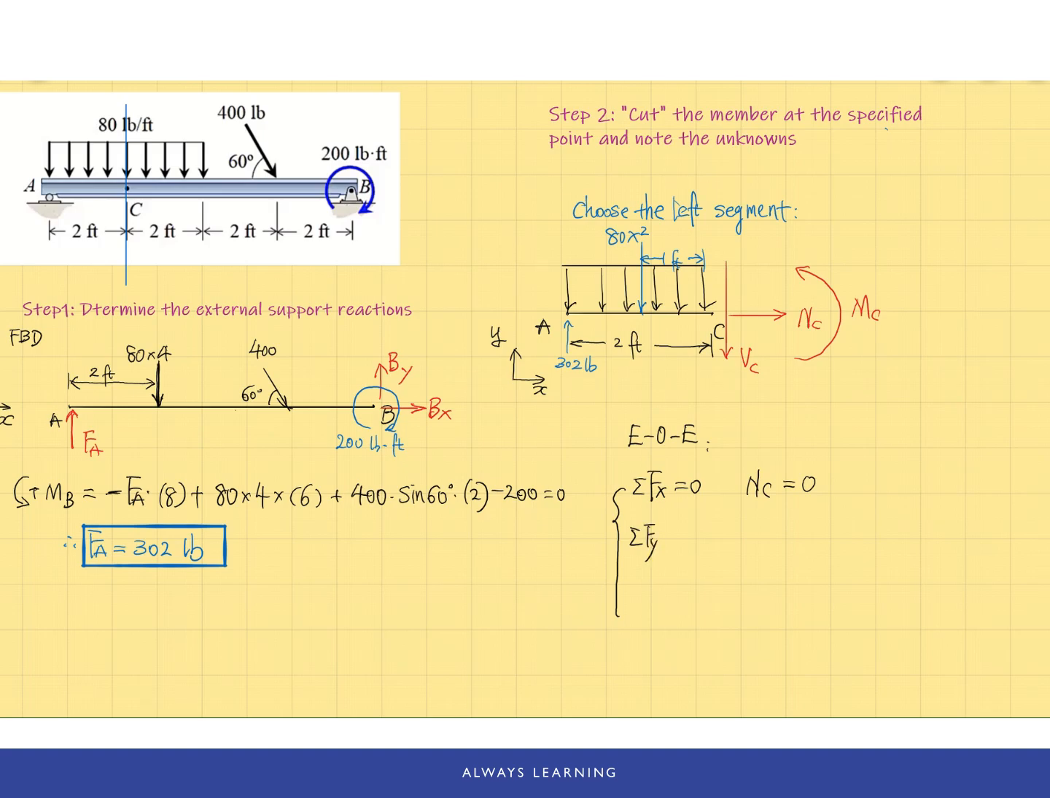Next equation, sum of Fy equals to 0. Now we can see the VC actually is the sum of the y direction forces from this Fy equals to 0 equation. So we have 302 minus 160, which is 80 times 2, minus VC equals to 0. So we can solve VC here, which is 142 pound force.